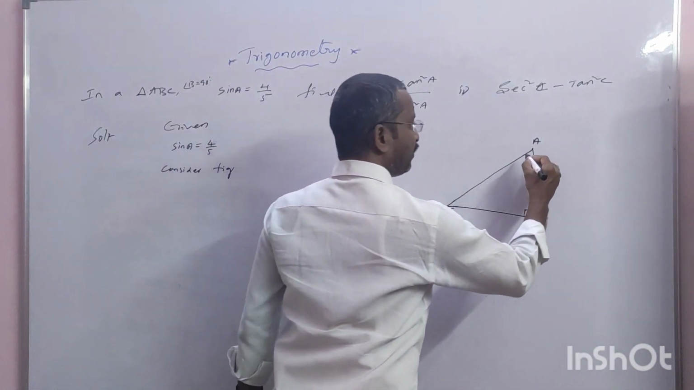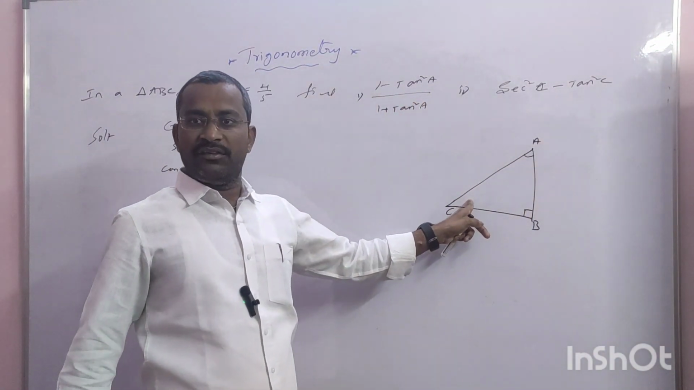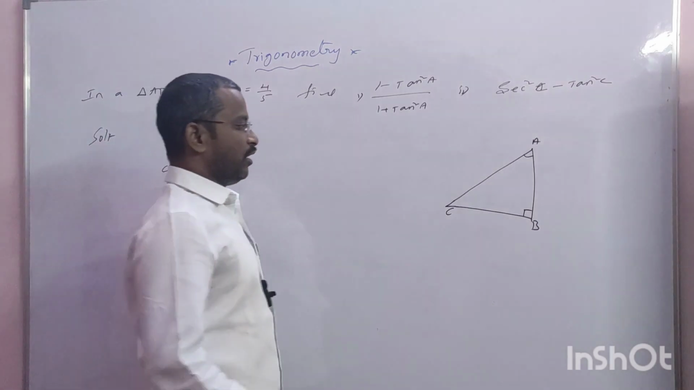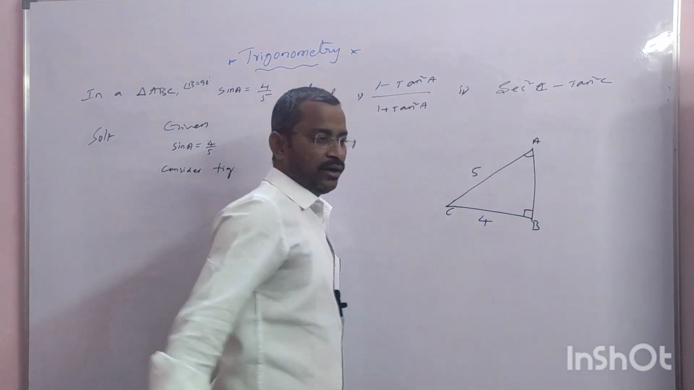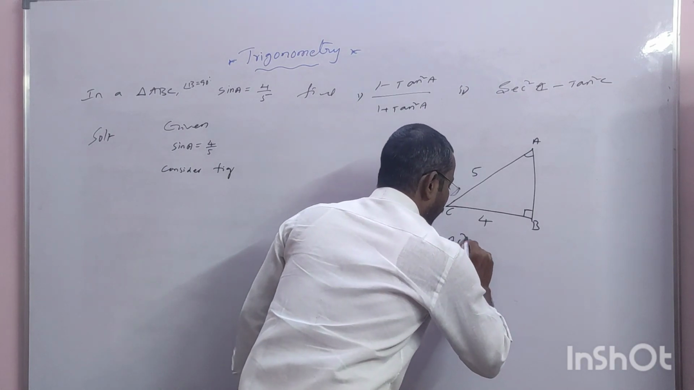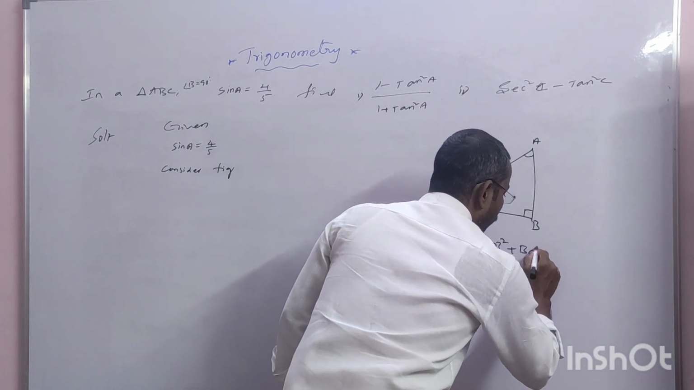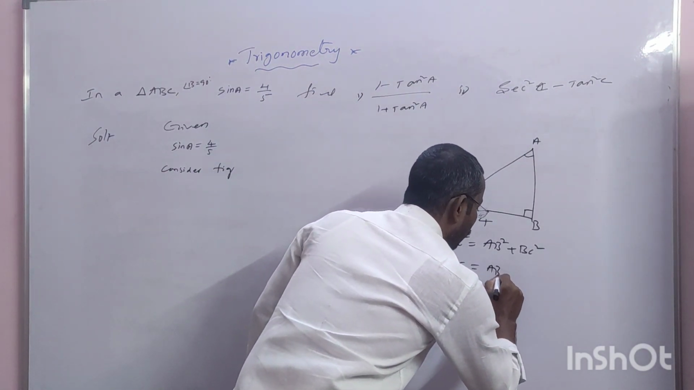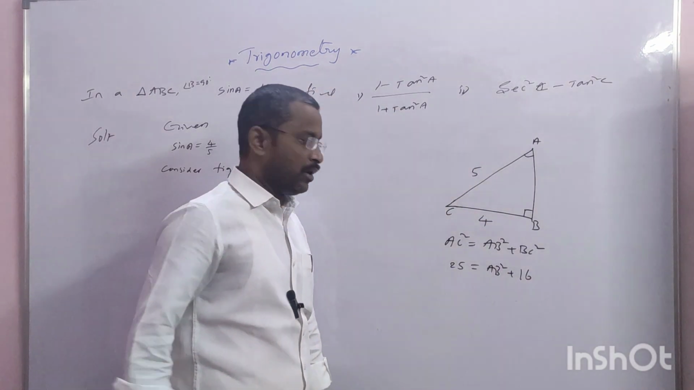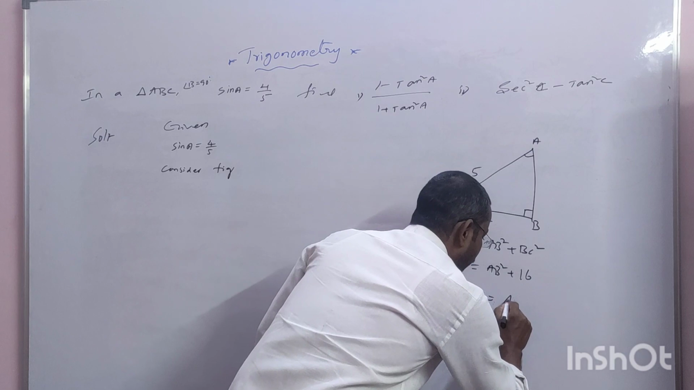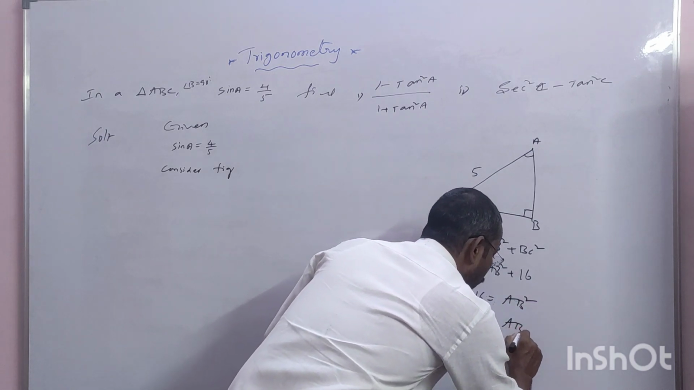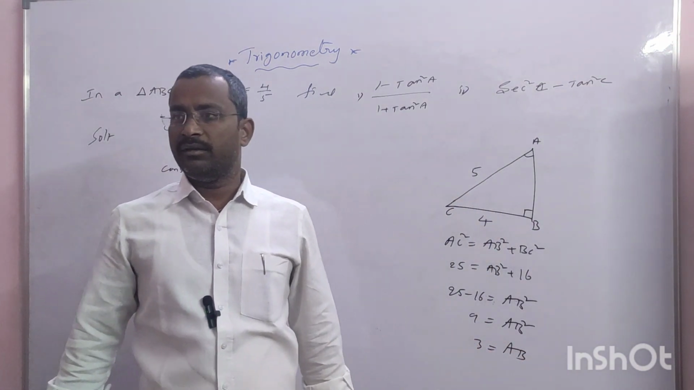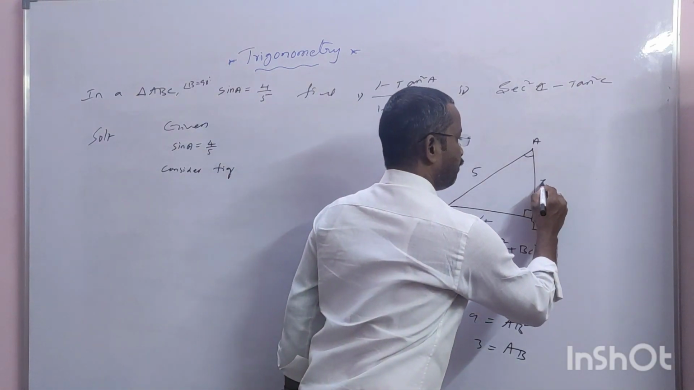Sin A, compulsorily you should take here only, not here. He mentioned A in the sense here. What do you mean by sin, Nana? Opposite by hypotenuse. At the bottom of the figure, again you write AC square is equal to AB square plus BC square. What is your AC square, Nana? 25. AB square you do not know. BC square is 16. Let's make it 25 minus 16 is equal to AB square. 9 is equal to AB square. 3 is equal to AB. Sorry, AB should be here and 3 should not be like that. You can write anywhere. So AB is equal to how much, Nana?